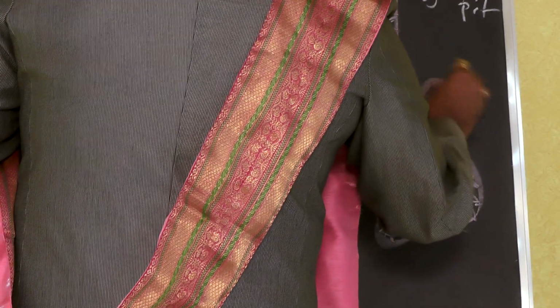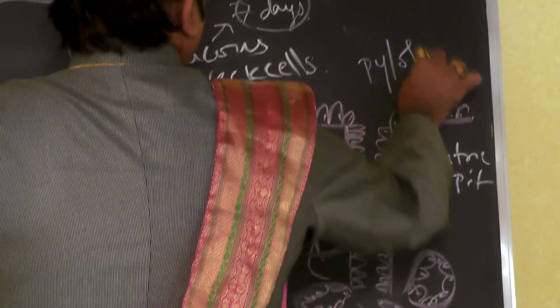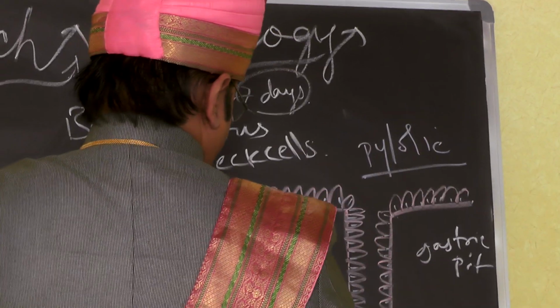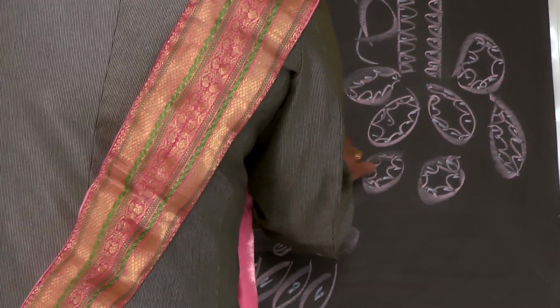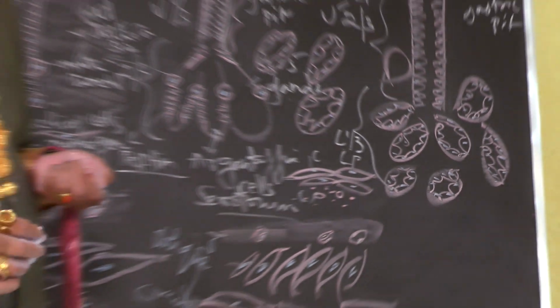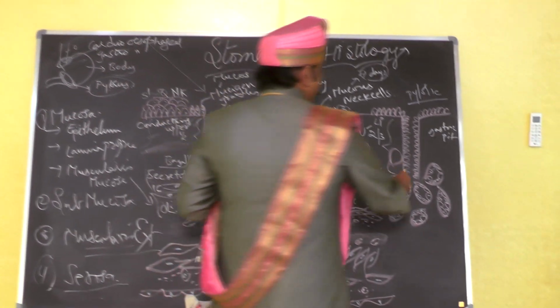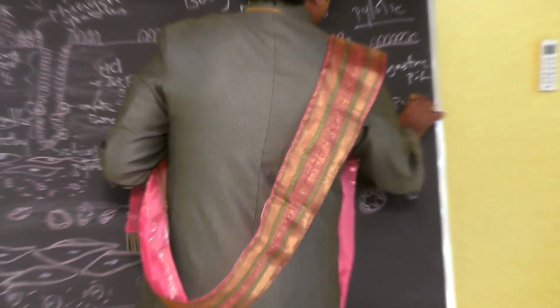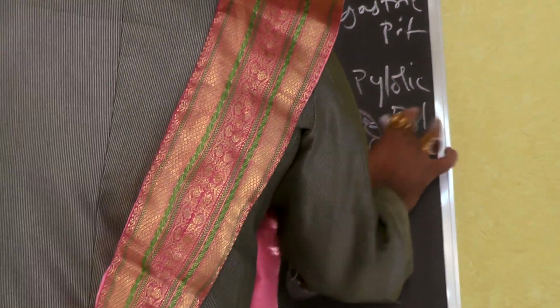Now we are discussing the pylorus of the stomach. This is the pyloric part of the stomach we are seeing, where the upper 2/3 is the conducting part and the lower 1/3 of the lamina propria is the secretory part, or the secretory unit, and these glands are called pyloric glands. Please understand, the glands which are present in the pyloric part are called pyloric glands.